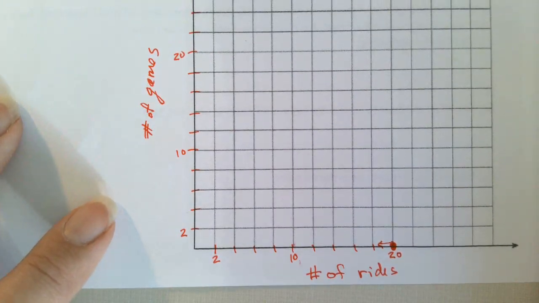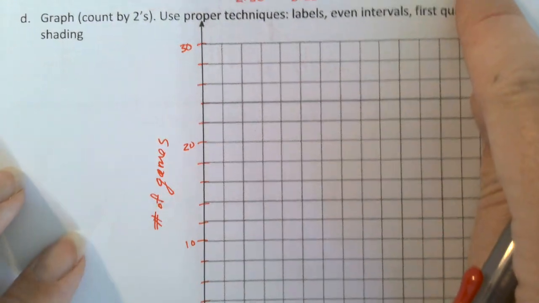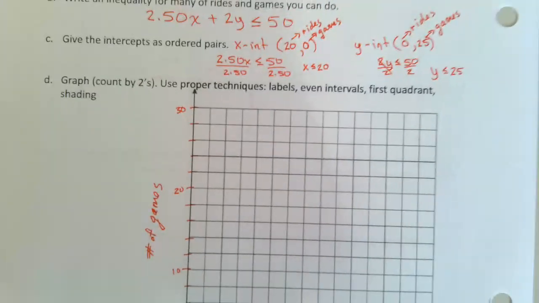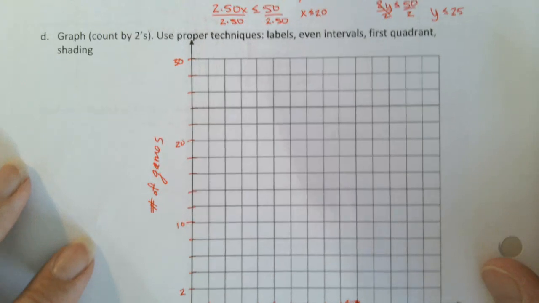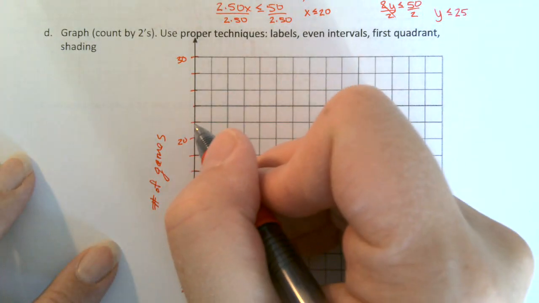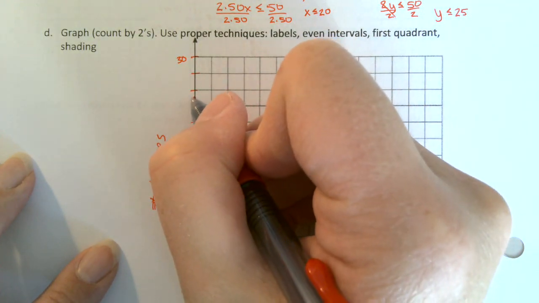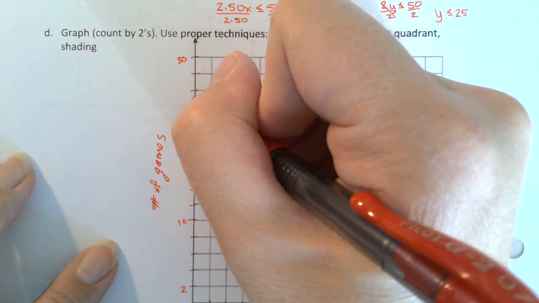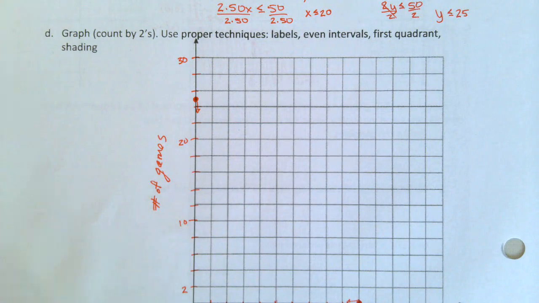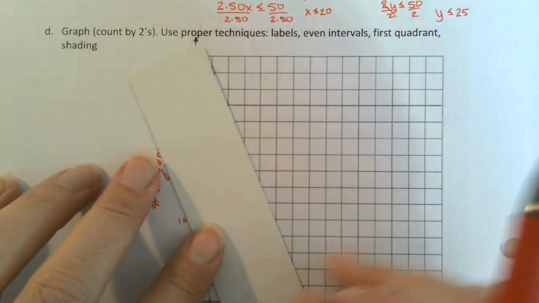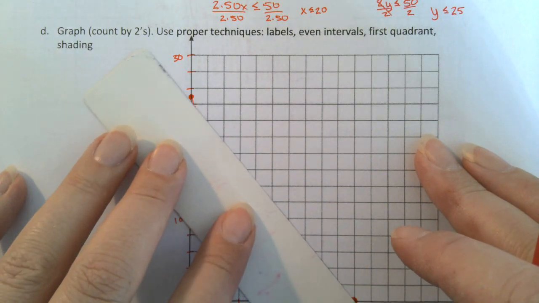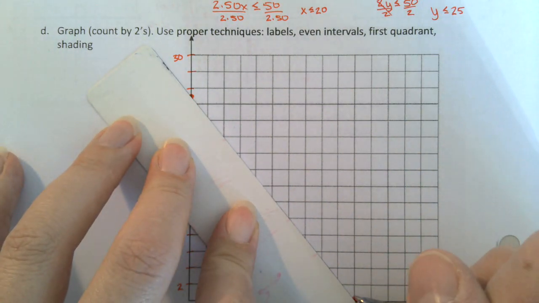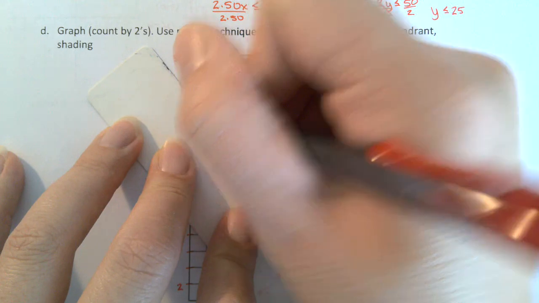Okay. My y-intercept was 0, 25. I know this, maybe I should have zoomed out. My y-intercept was 0, 25. So 22, 24, it's going to be right here. And it also was less than or equal to. So I'm going to shade going down. All right, so do the best you can to make a straight line. Got my handy dandy ruler. It's going to be solid because we could spend exactly $50.